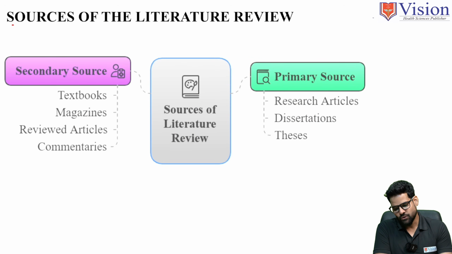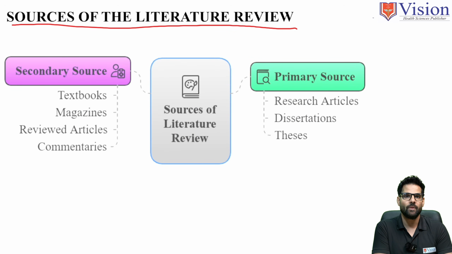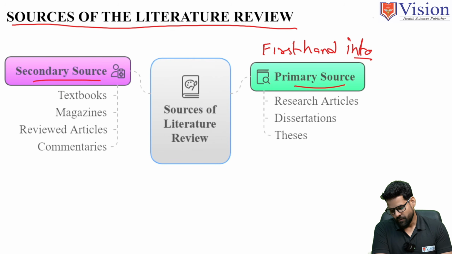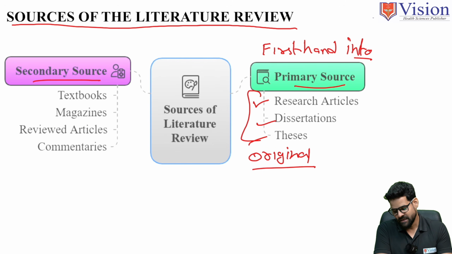What are the sources of literature review? So there are two sources, primary sources as well as secondary sources. When you talk about primary sources, it means first-hand information. Okay. Now, where do you find the first-hand information? In the research articles, or I must say, original research articles. Dissertations and theses. These are all conducted by the person, which are available there.